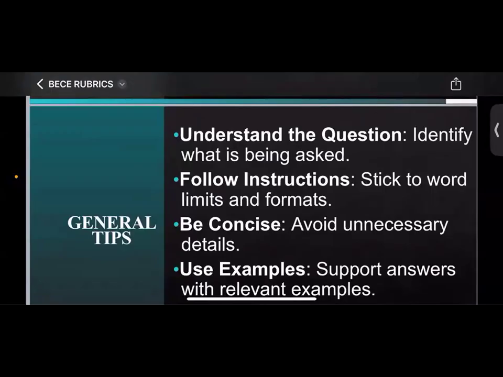So your general tips: understand the question, identify what is being asked, follow instructions where you stick to word limits and format. Don't go beyond. If it's far-fetched, you end up distorting whatever you started. Be concise as much as possible. Be concise means that you hit the nail right on the head.